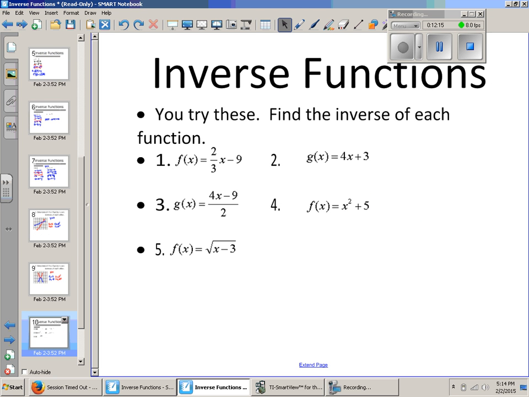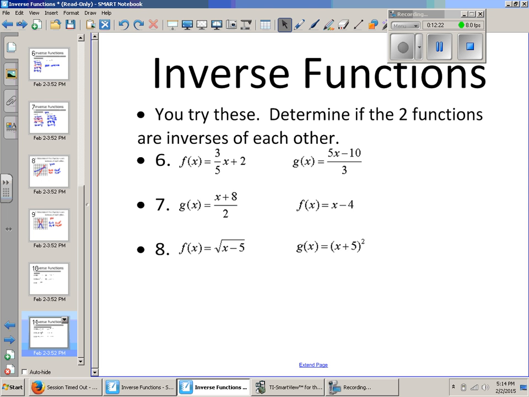Here's some problems for you to try on your own. Here's some more problems for you to try on your own.